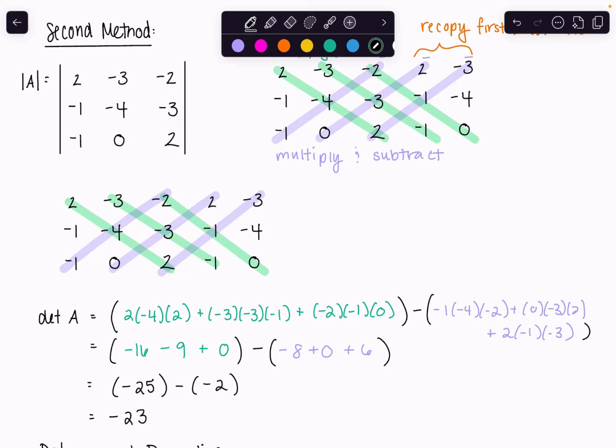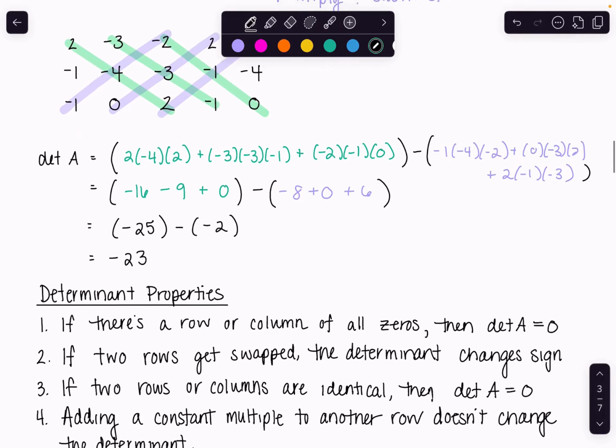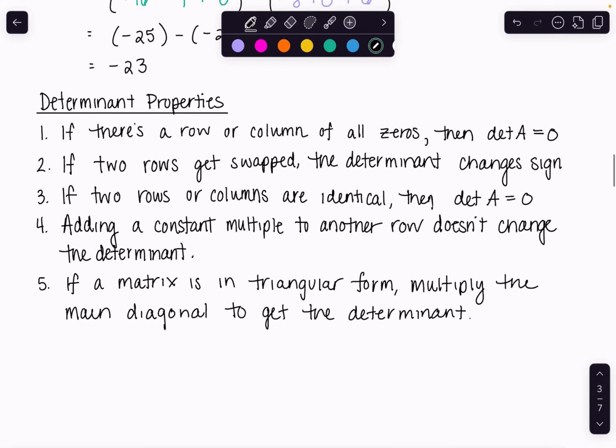Now, because these are a new operation, we do have some properties that can help us out. So if we think back to our elementary row operations, we know we can do them and it doesn't change the solution to a system, but it could potentially change the determinant. Doesn't always though. And then also there's going to be some easy ways to kind of immediately figure out what a determinant is based on what it looks like. So we're going to go through all of our different determinant properties.